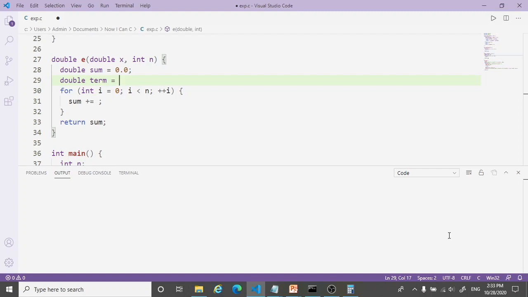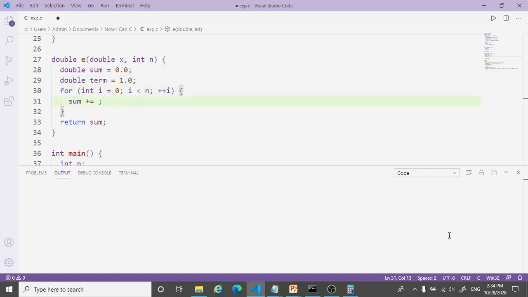Well, the first term in the series is x to the power 0 by 0 factorial. Right now, I'm assuming that x is non-zero. So x to the power 0 is 1. 0 factorial is, by definition, 1. So this is 1 by 1. So it's 1. So I'm going to initialize term to 1.0. That's my initial value of term.